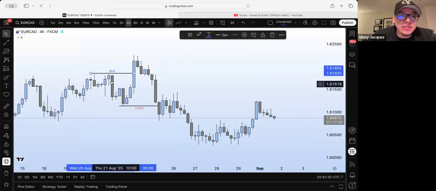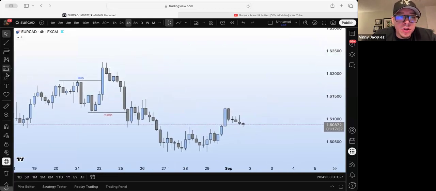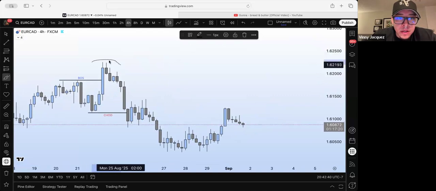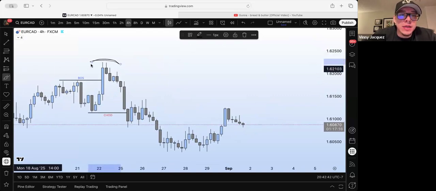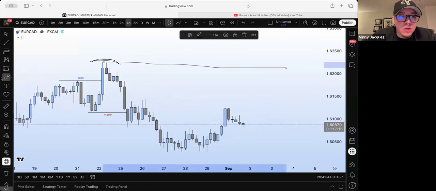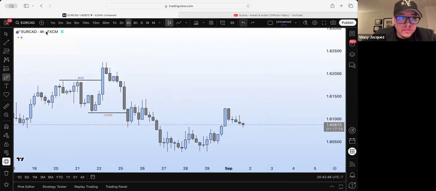But again, guys, we have to draw up our break of structure. Very important because that's how we're going to find our left shoulder. Notice your break of structure will be your left shoulder and the high is going to be your head. Your head, that's your stop loss. So let's go back.